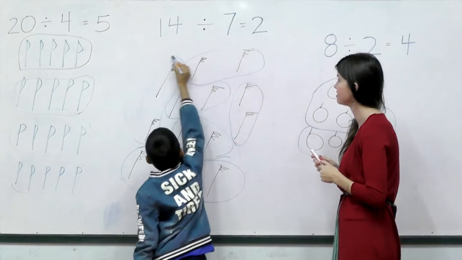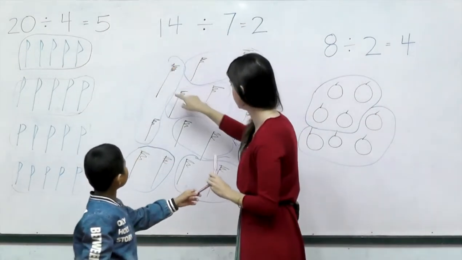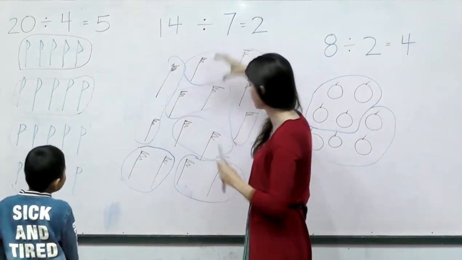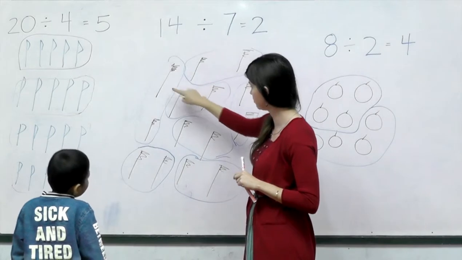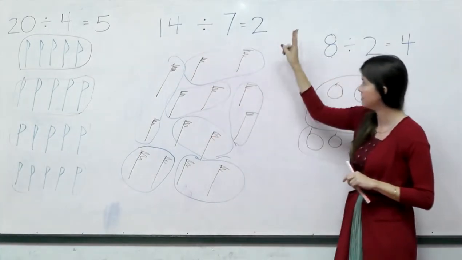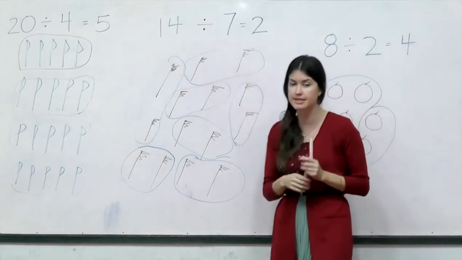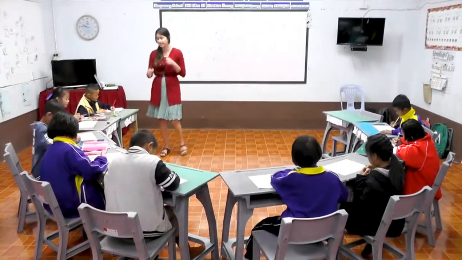All right. Finish. Good job. How many groups? Two. How many circles? Circle. 1, 2, 7. 14 divided by 7 equals 2. We have 2 toothbrushes in every group. Very nice job, friends. Keep working on your own.